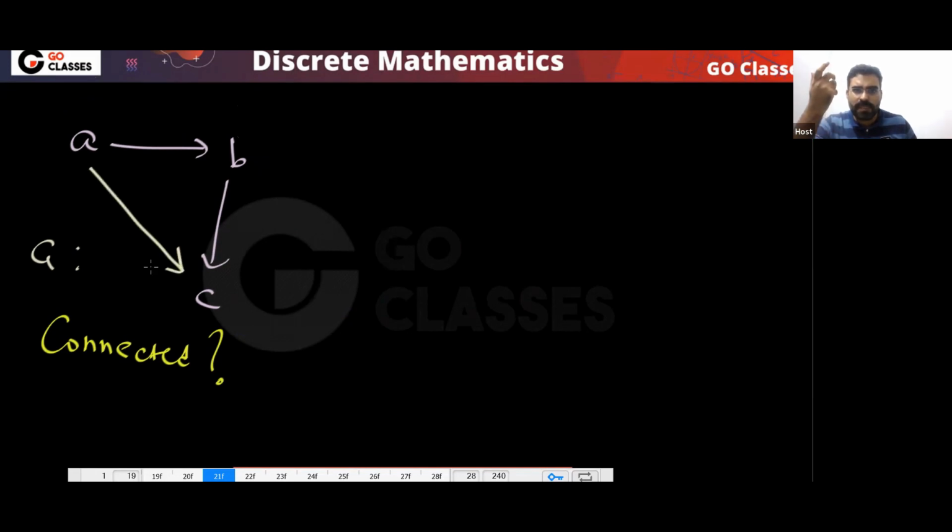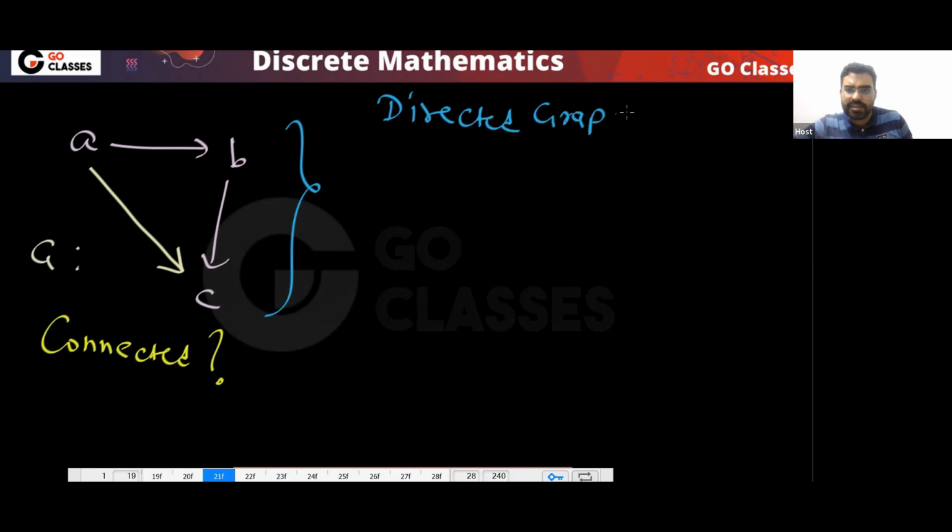Similarly, is this graph connected? Just think about it. Let me tell you, the answer is no. Because for a directed graph, if you notice, first of all, remember, this is a directed graph.